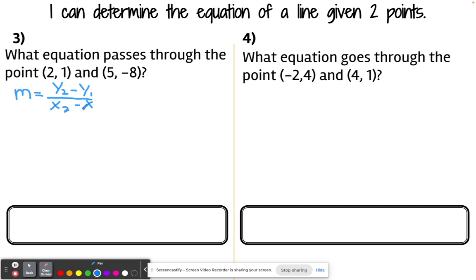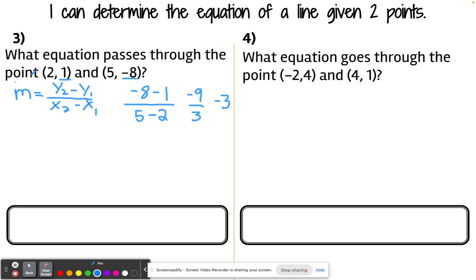Again, it doesn't matter which one you say is 1 and which one's 2. I'm going to put this as 2. So negative 8 minus 1, and then 5 minus 2. Well, negative 8 minus 1 is negative 9, and 5 minus 2 is 3. Negative 9 over 3 is equal to negative 3. So my slope is negative 3.